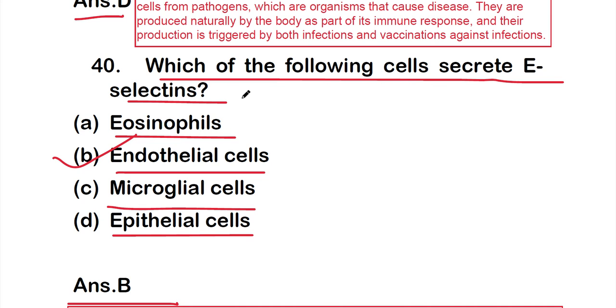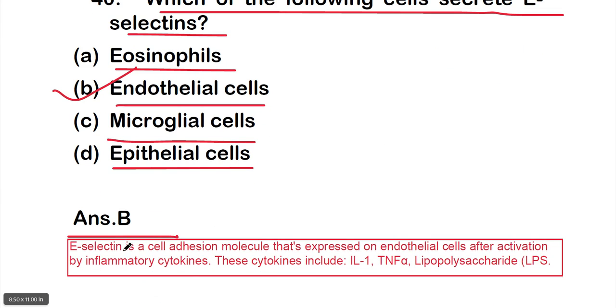So E-selectin is secreted by endothelial cell. This E-selectin is a cell adhesion molecule that is expressed on endothelial cells after activation by inflammatory cytokines, and these cytokines include IL-1, TNF alpha and lipopolysaccharide or LPS.